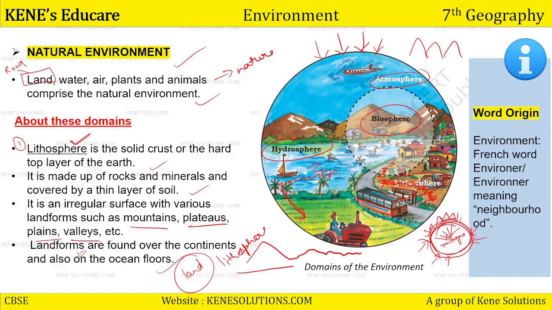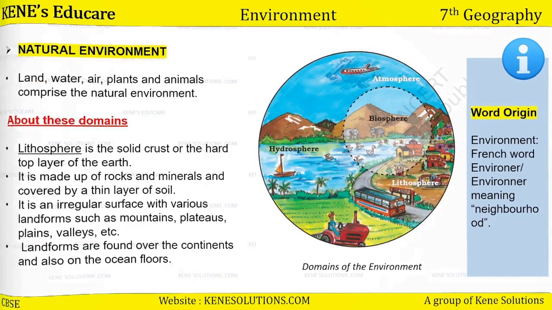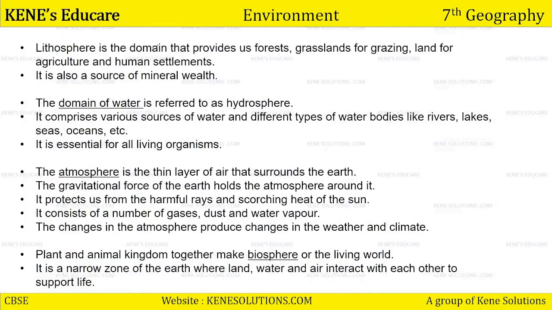Okay, so any hard surface or crust on the top layer of the earth covered by soil, having rocks and minerals, is known as lithosphere. Reading more about lithosphere: lithosphere is the domain that provides us forest, grasslands for grazing, land for agriculture and place for human settlement. Lithosphere ही तो है, forest, the entire forest is a part of lithosphere. The grasslands are a part of lithosphere. The land we use for agriculture is a part of lithosphere. The buildings we make on the land are a part of lithosphere.